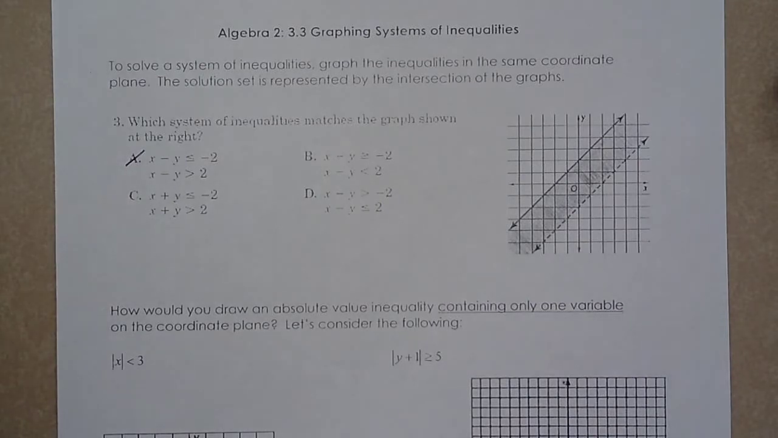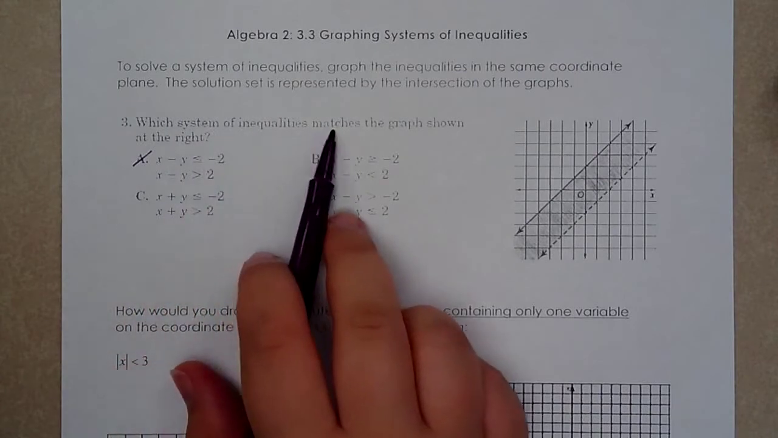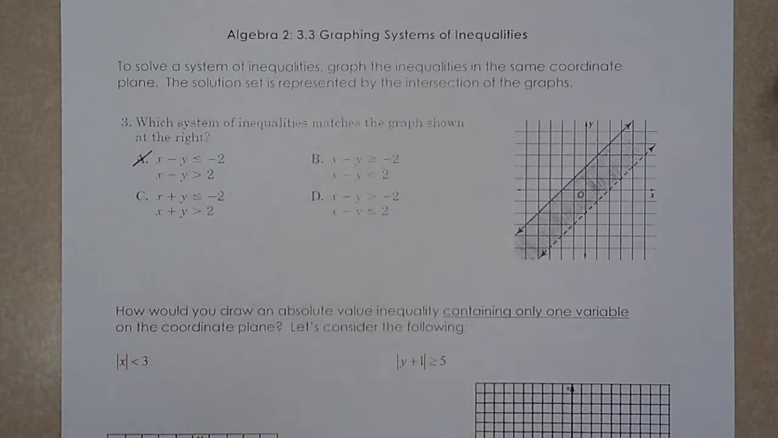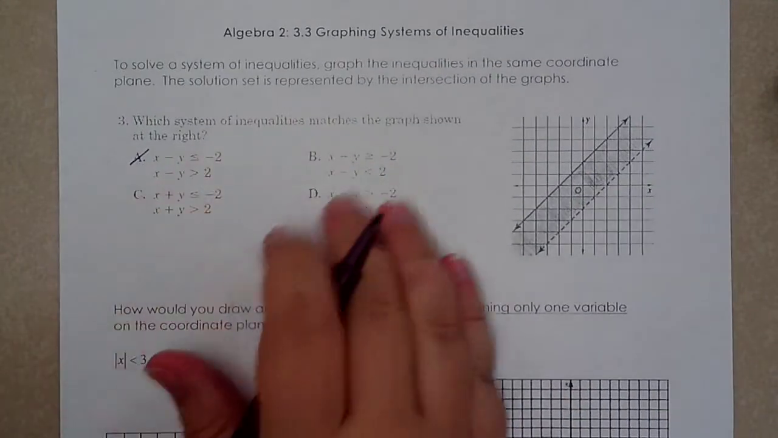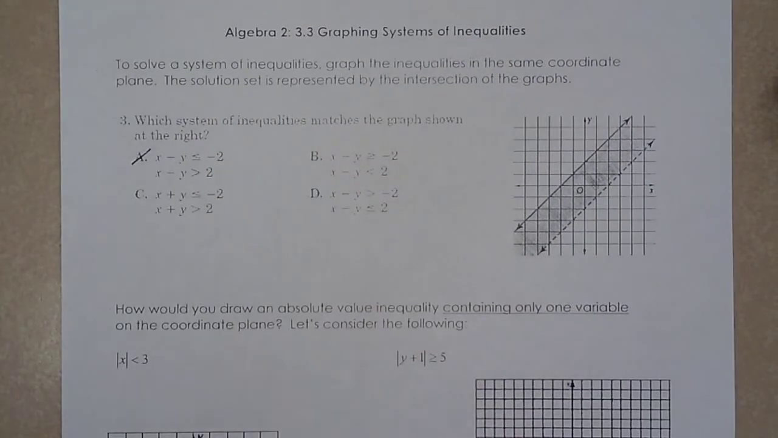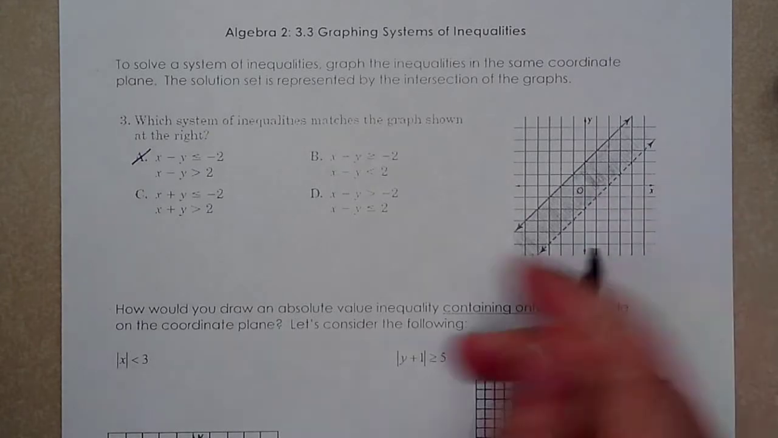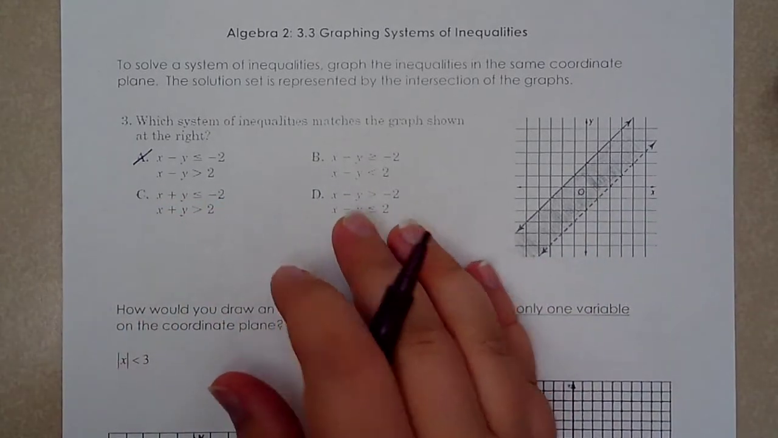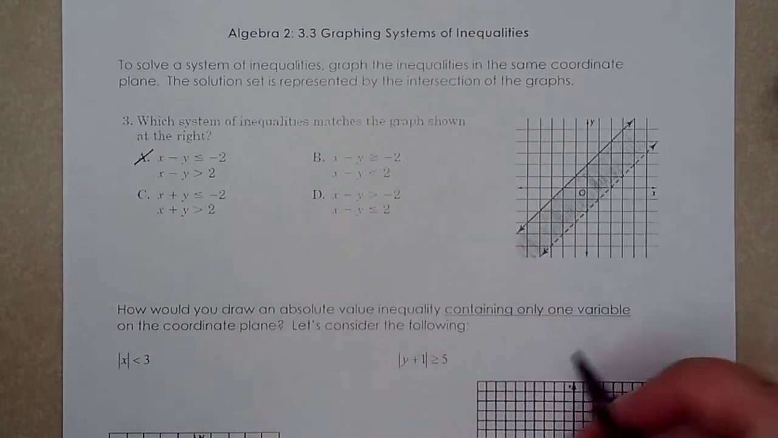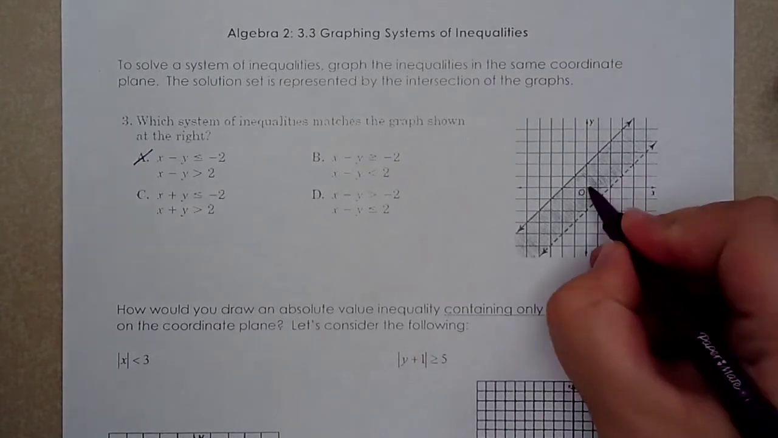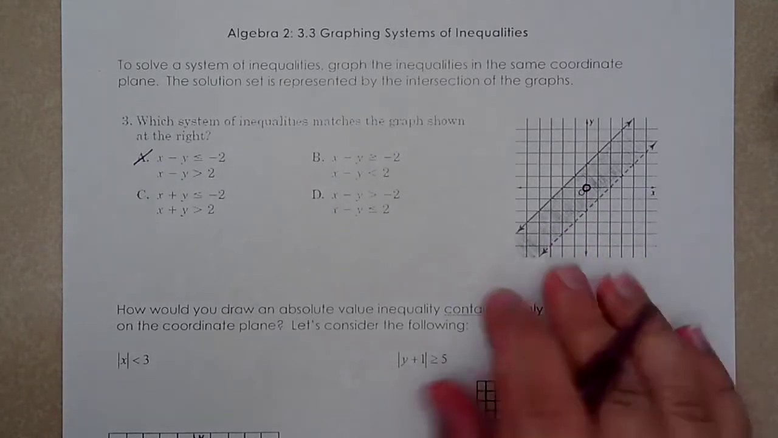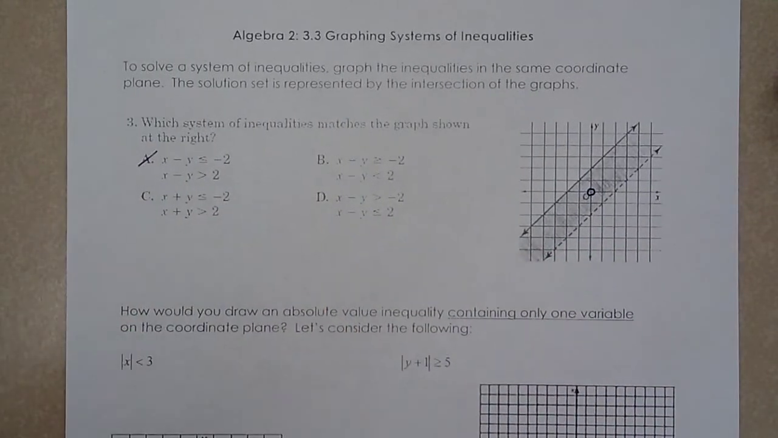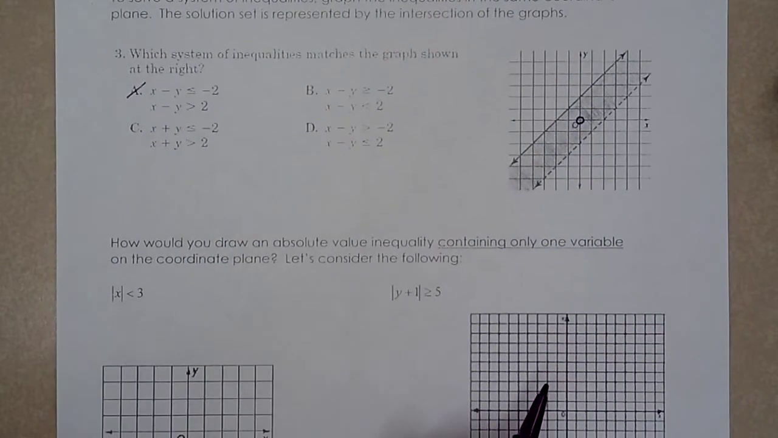So, when we start this off, which system of inequalities matches the graph shown at the right? We need to find a point that works on our graph and then test that point in the options in order to figure out which one is correct. I don't want to go to all the work of graphing all of these. They're all very similar, so the fastest way is to just test a point. I notice right off the bat my favorite point in the world, the origin, is in my solution set. So I'm going to go ahead and take that origin point over to my four options and test it.